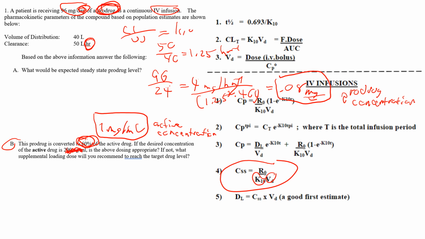We know we want our active concentration to be 1 milligram per milliliter of active drug, but we know that our prodrug concentration will be higher, right? If only 60% gets converted, that means we have 40% loss in that conversion. So how do we do this?